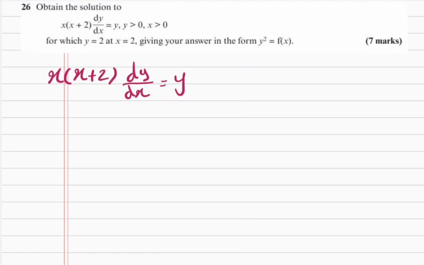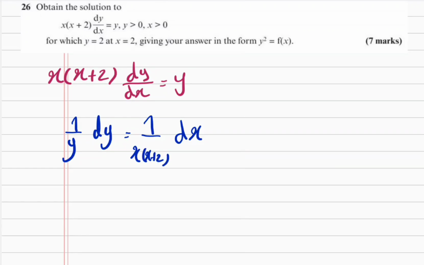First we can divide both sides by y, which gives us 1 over y dy on the left hand side, and then at the same time we are going to multiply both sides by dx, and also divide by x times x plus 2, which gives us 1 over x times x plus 2. So now we can integrate both sides.